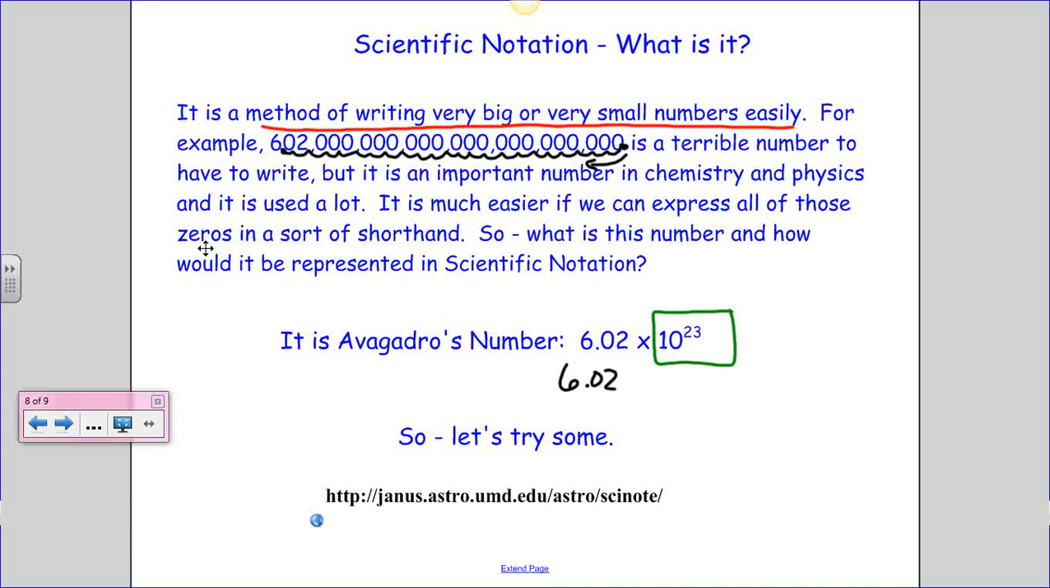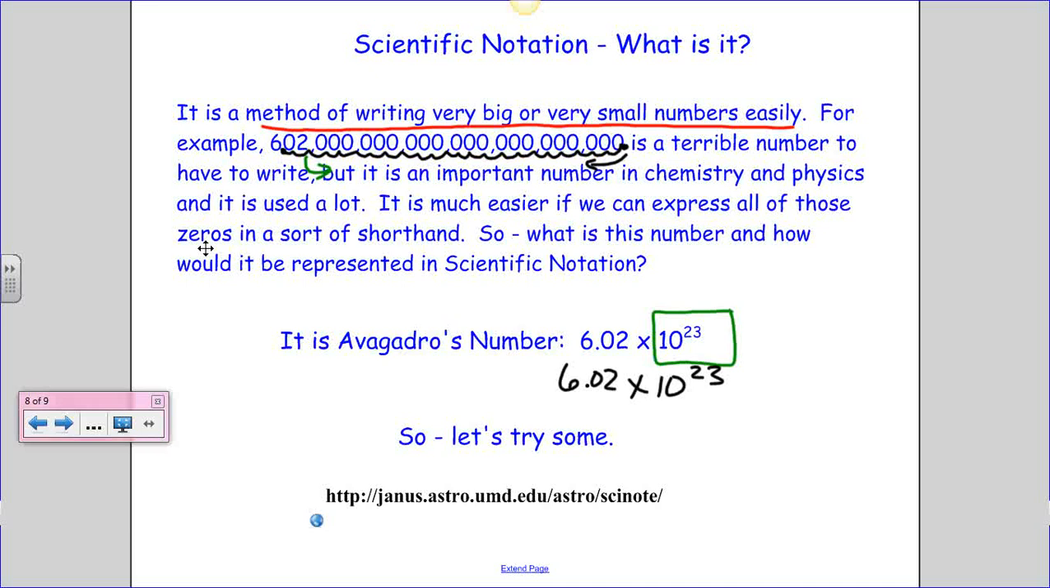So we have 6.02 times 10, and how many places did we move it over? We moved it over 23 places. Now, this is a really big number. But what happens if you have a really small number? If you are moving the decimal place in the other direction, so if you had a really tiny number and you were moving your decimal place to the right, your exponent would have to be negative.